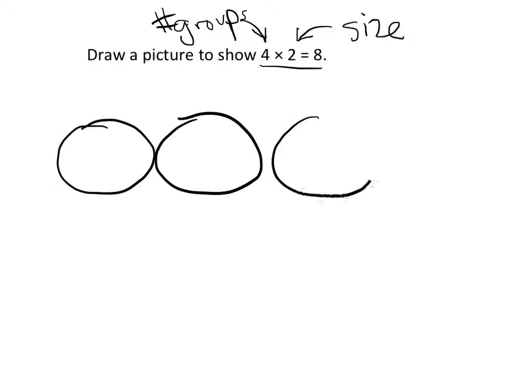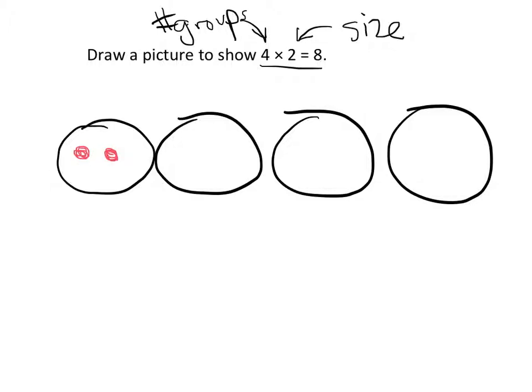So in this problem, we've got draw a picture to show 4 times 2 equals 8. So 4 times 2, this is the number of groups, 4 groups. And this right here is the size of the groups. So we're going to have 4 groups. 1, 2, 3, 4. And then inside each of those groups is 2. So we've got 1, 2, and then 1, 2, 1, 2, 1, 2. And there is our model to show 4 times 2 equals 8.